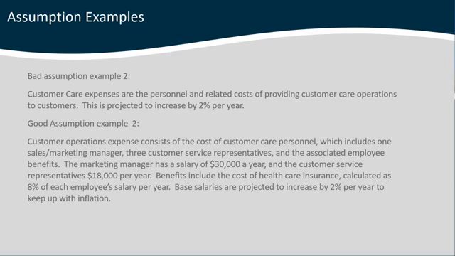To contrast that with a good example of an assumption for this, it goes through and says customer operations expense consists of the cost of customer care personnel, which includes 1 sales marketing manager, 3 customer service representatives, and the associated employee benefits. The marketing manager has a salary of $30,000 a year, and the customer service representatives $18,000 per year. Benefits include the cost of health care insurance, calculated as 8% of each employee's salary per year. Base salaries are projected to increase by 2% per year to keep up with inflation. So you see it actually lays out what makes up this cost and why it's expected to change the way that the forecast lays out.